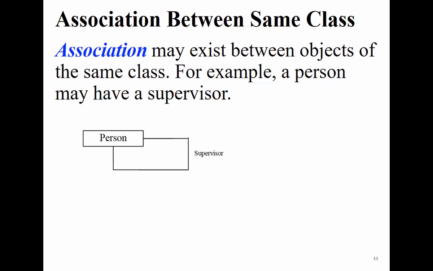An association relation can be between the same class. So you can have a person and a relation of supervised, that is the person. The relation can be the supervisor or the manager, who is the same as the person. So the same class has a relation to itself.